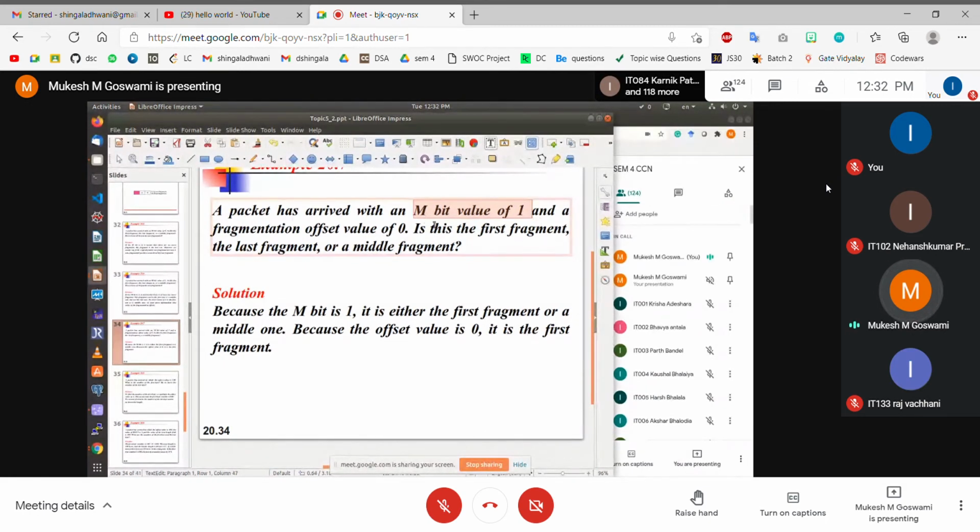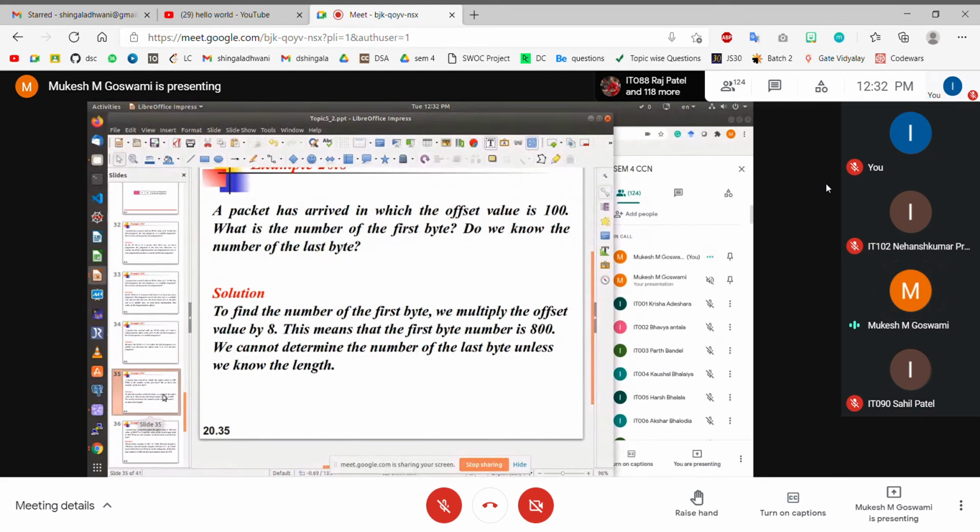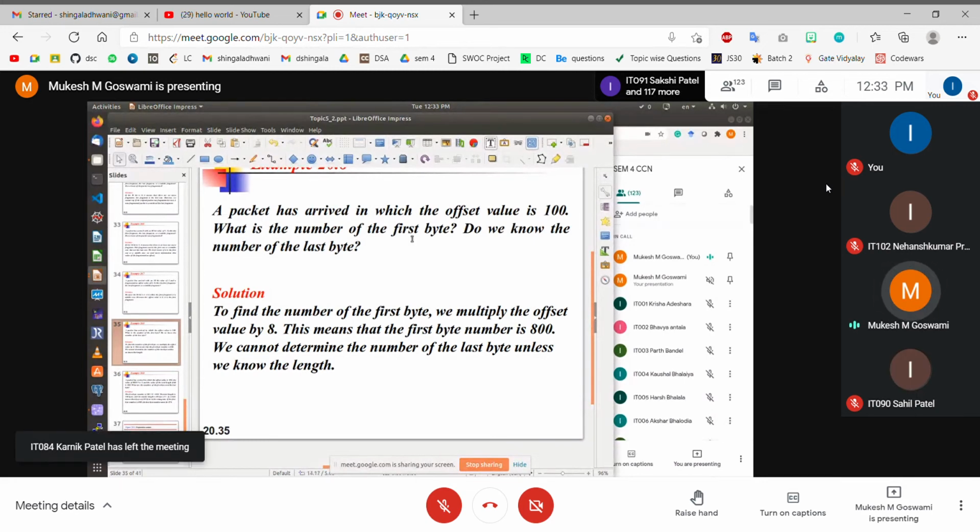But if you have only m bit information, then from the m bit information itself, it is not possible to tell whether this is going to be the first fragment or the last fragment. Hope that makes sense. So likewise, we have some more examples here. A packet has arrived where the offset value is equal to 100. What is the number of the first byte?